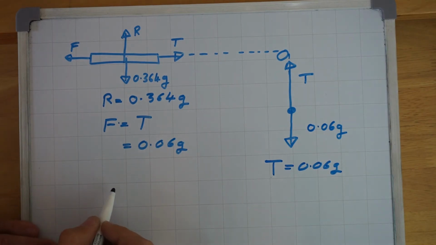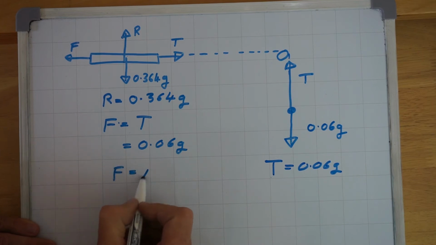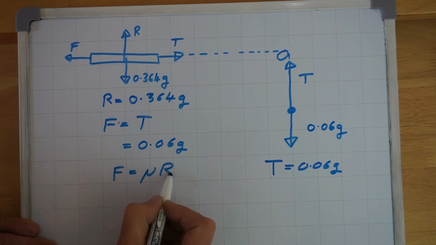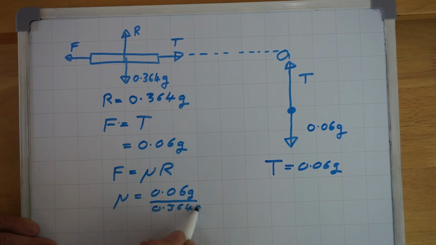If the block is on the point of sliding, F will be equal to mu R. Substituting the values that we've got, we have 0.06 g over 0.364 g, which gives us a value for mu of 0.16.